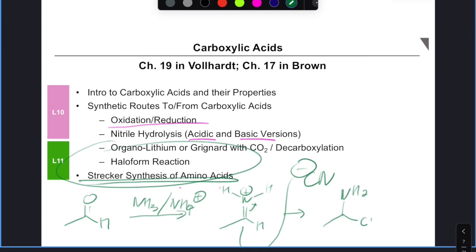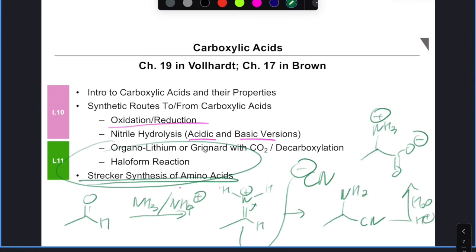And then we're doing our hydrolysis. This is where we're adding water under acidic conditions to reformat that into our carboxylic acid. Just drawing it out as a zwitterionic form.